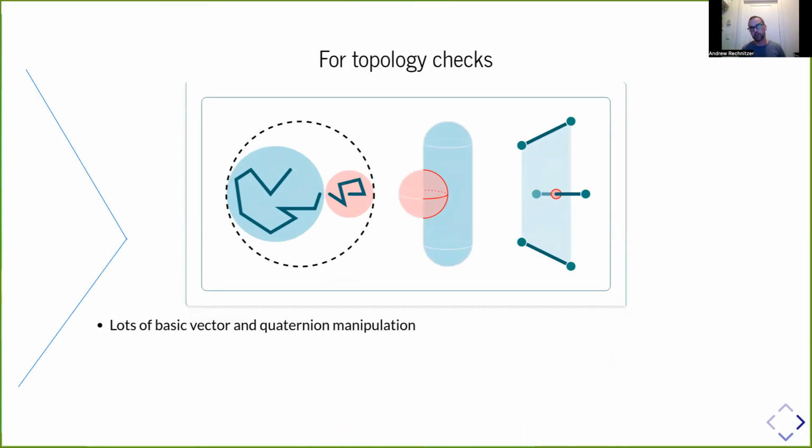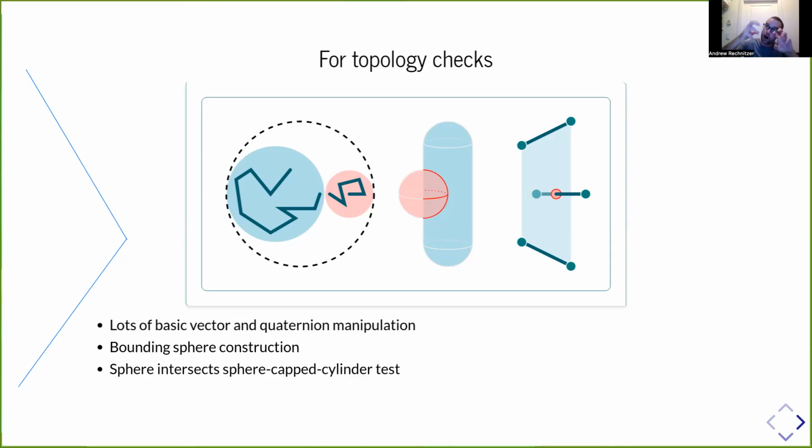But for topology checks, we have to do a lot of extra work involving lots of basic vector and quaternion manipulation. It's very important that you remember to normalize your quaternions at every single opportunity as you do this. There's some nice games with bounding spheres. You have to do a lot of interesting work because you're looking to see when things might intersect. So you have to do intersections between spheres and sphere-capped cylinders. So there's lots of fun games here. You need to check when a line segment intersects a quadrilateral, which is this Möller–Trumbore algorithm. So there's lots of fun games that you can play with this.